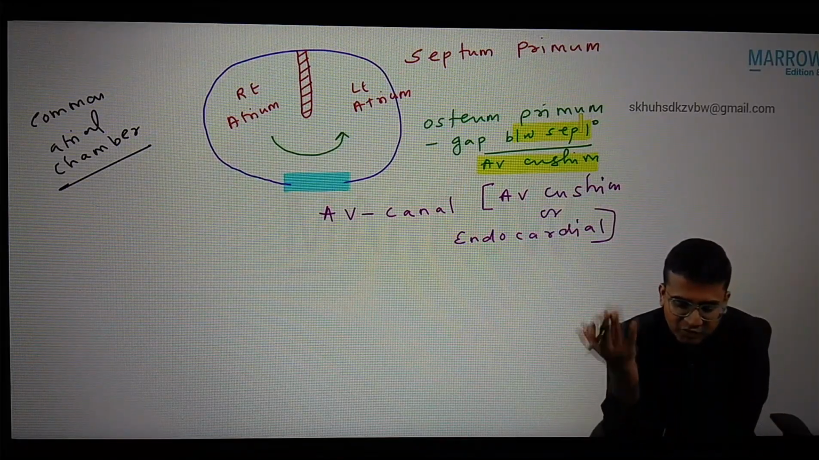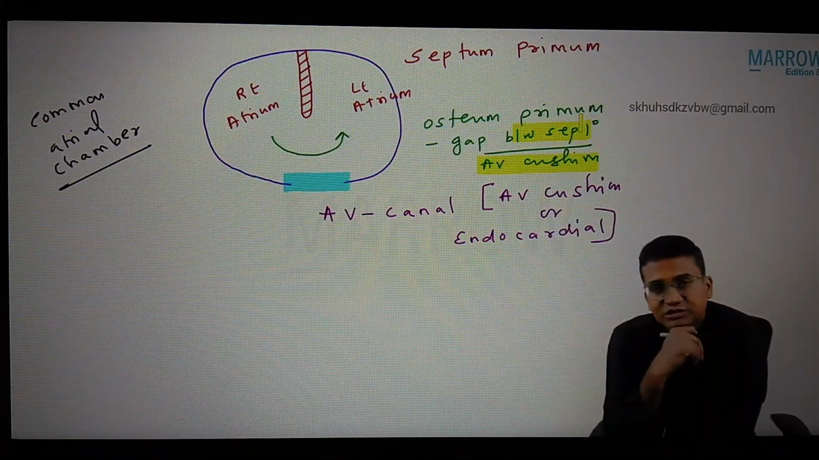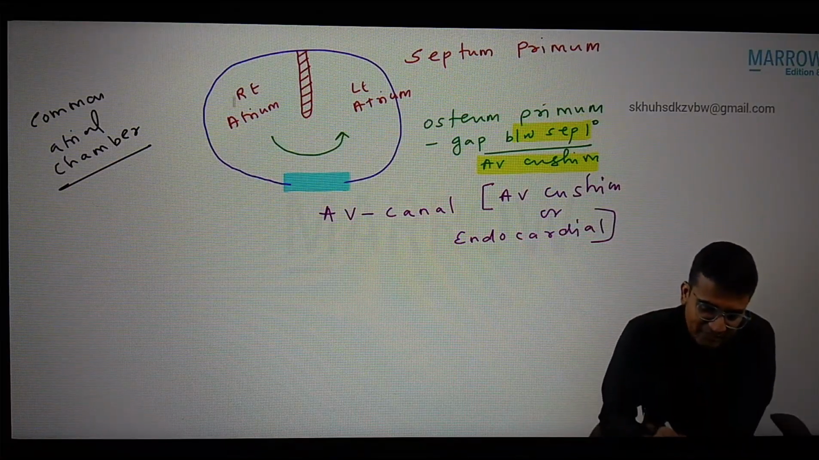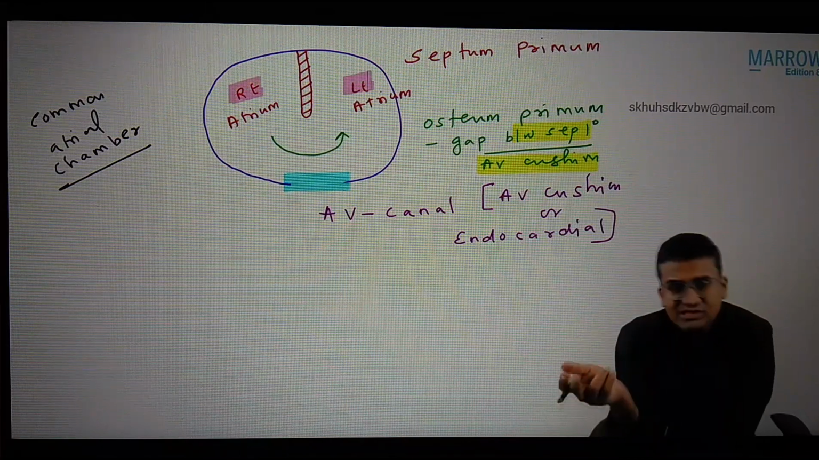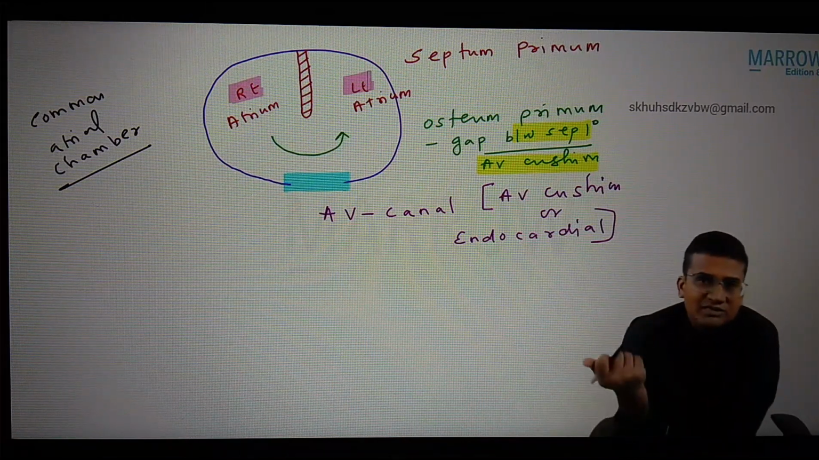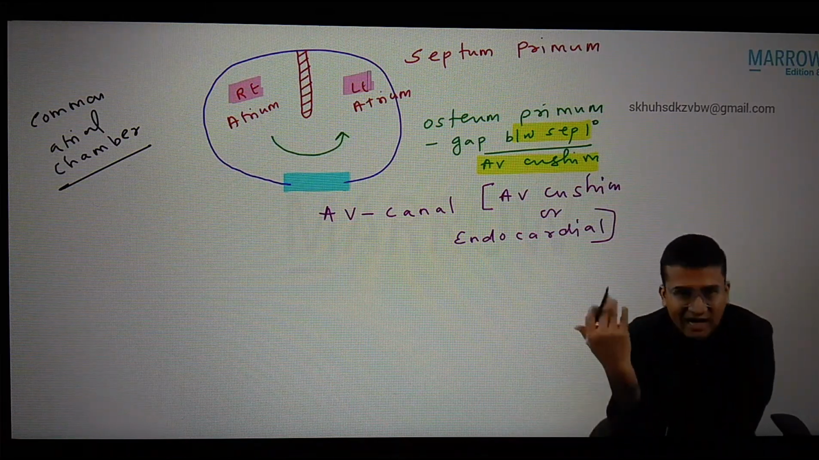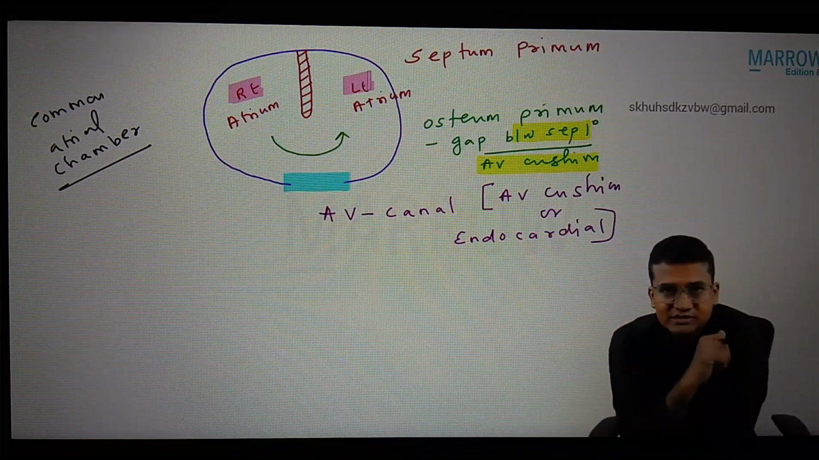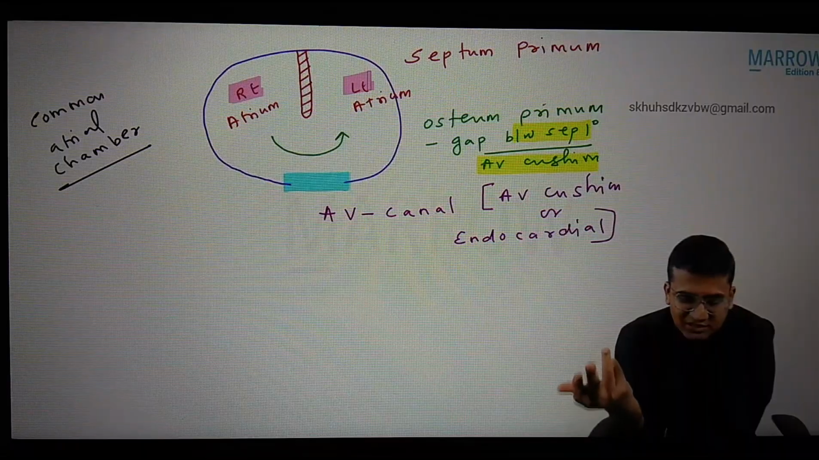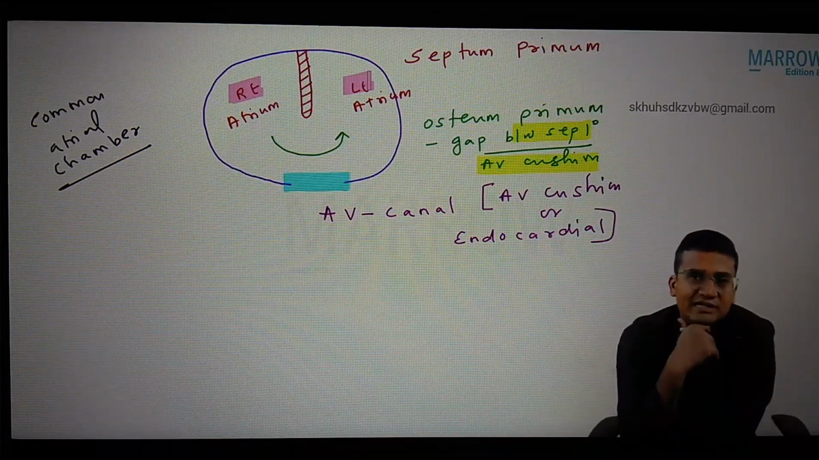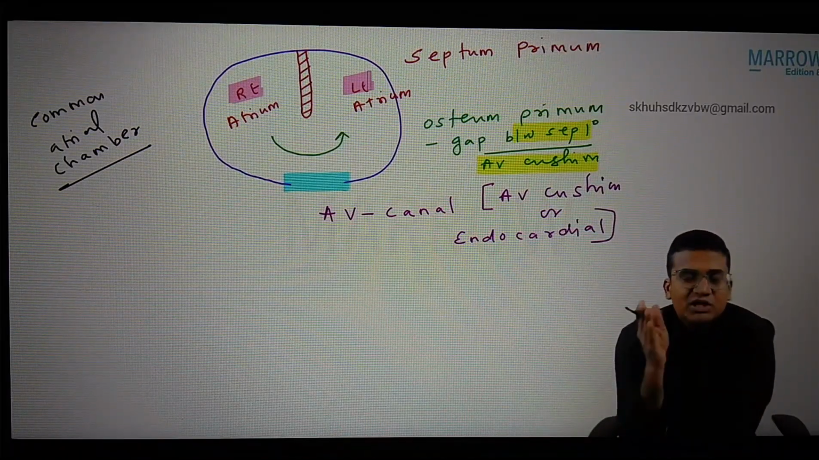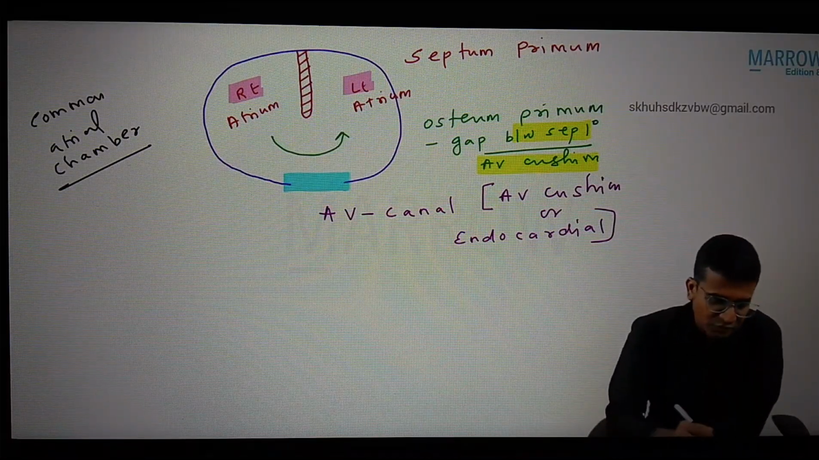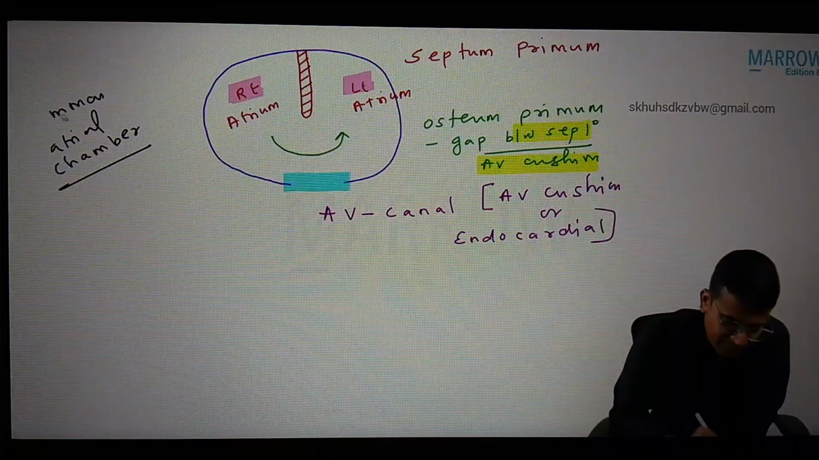Now the septum primum grows and fuses with the AV cushion. Till birth we need a shunt from right atrium to left atrium. Why? Because only after birth the lungs will start to function. Only after birth the left atrium receives blood from the lungs through the pulmonary veins. Till then, the left atrium receives blood only from the right atrium. So if you want you can write, otherwise leave it.